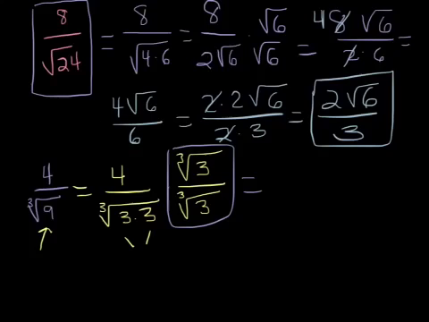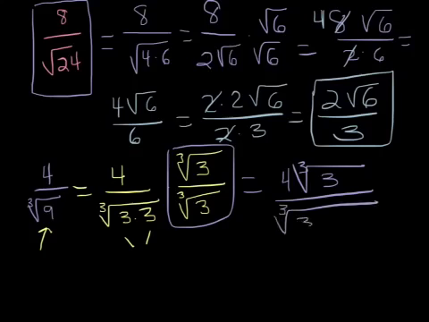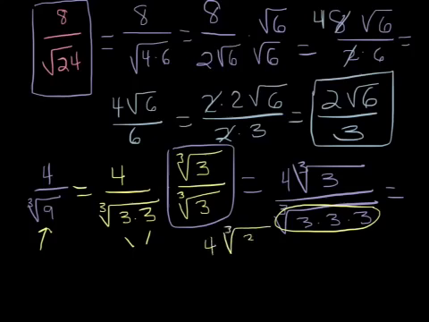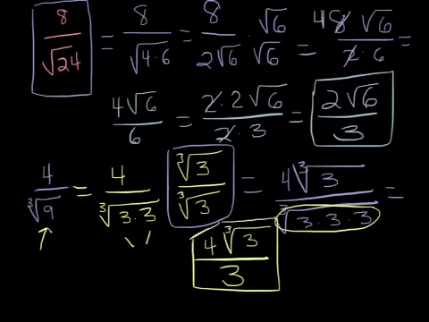And the result of that multiplication will be 4 times the cube root of 3 over the cube root of 3 times 3 times 3, which is, of course, 27. Now I'm going to take the cube root here, and so what I'm left with is 4 times the cube root of 3 over 3. I have rationalized my denominator by taking the cube root of 3 out of the denominator.